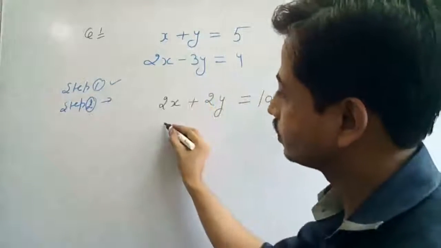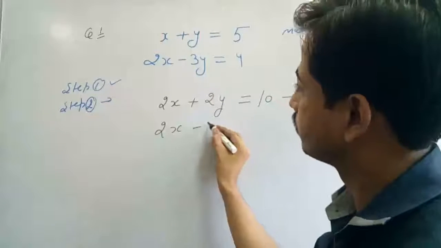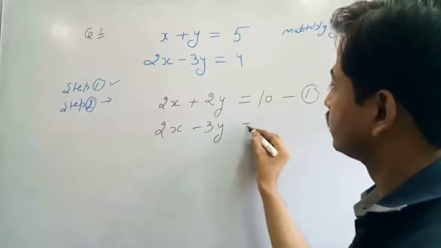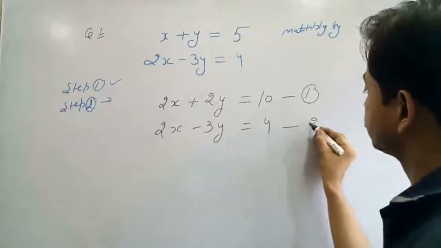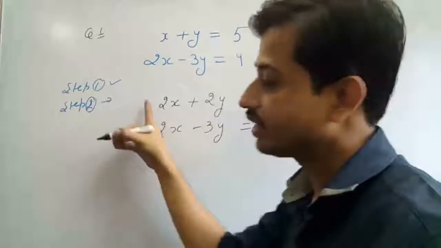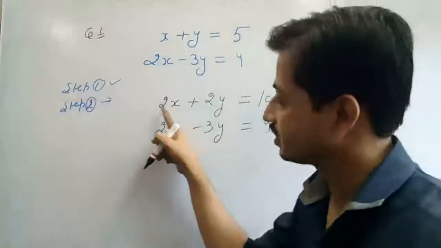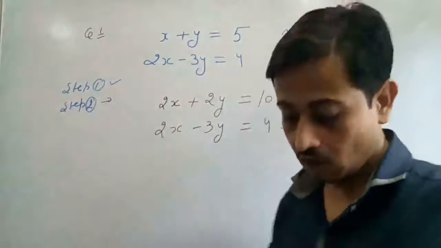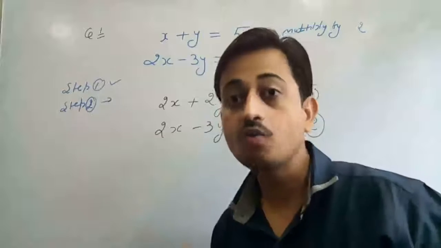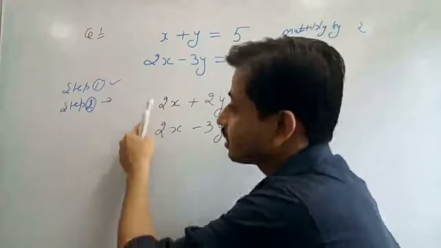Look at the second equation. 2x minus 3y is equal to 4. This is equation 2. So we did step 2, make the coefficient of x equal. Here the coefficient of x is 2, x is 2. Now we have to eliminate. How can we eliminate? Both the signs are positive.